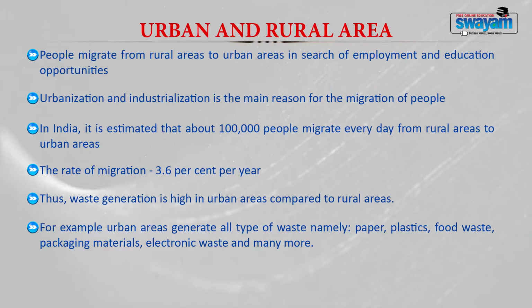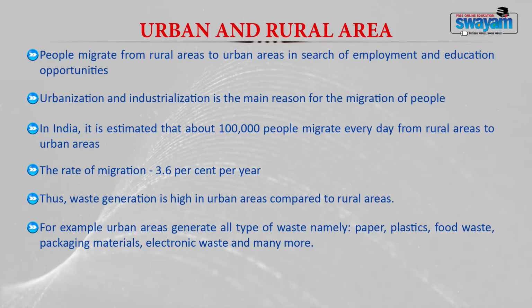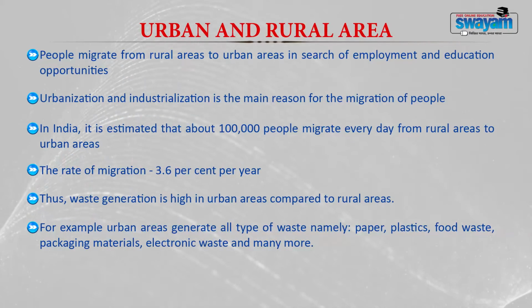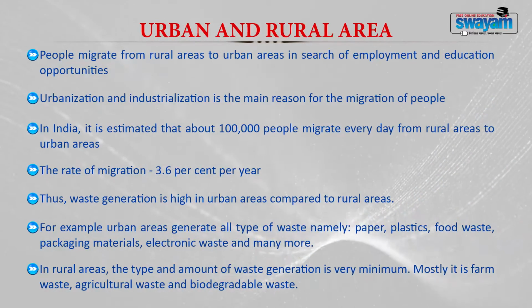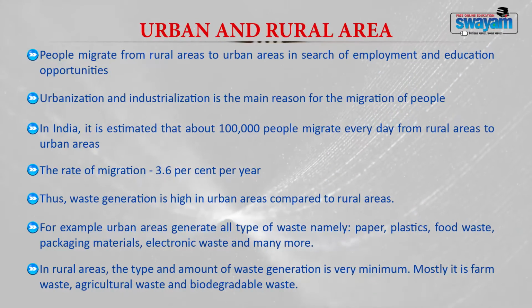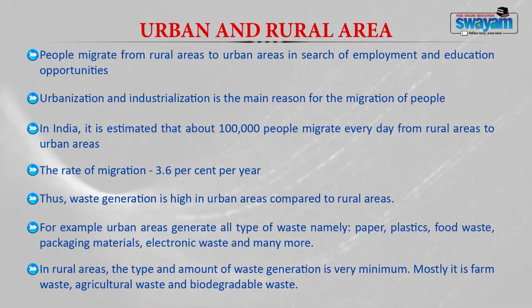Also, in urban areas, the lifestyle is different. You use a lot of packed materials. You get even food in packing materials. You use a lot of paper, plastics and all those things. And electronic waste is another important type of waste which is generally found in the urban environment, and it is not present in rural areas or the village environment. So, that's the difference why urban areas have a greater amount of waste generation. Also, in rural areas, you can see just agricultural waste, farm waste or biodegradable waste. There you cannot find packing material, electronic waste, biomedical waste and things like that.